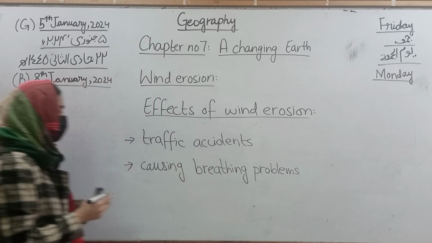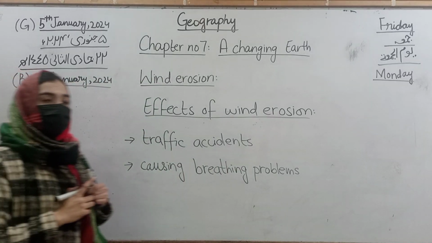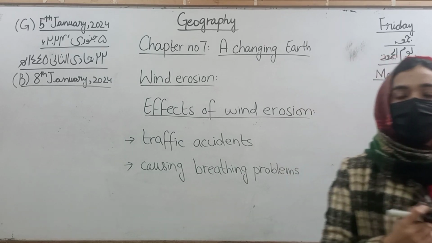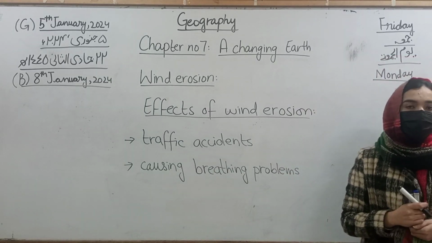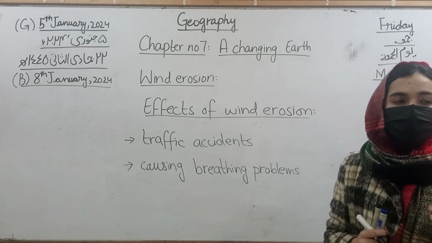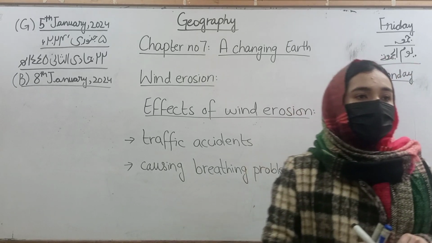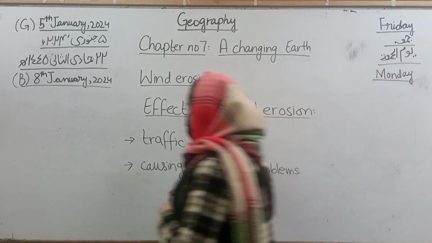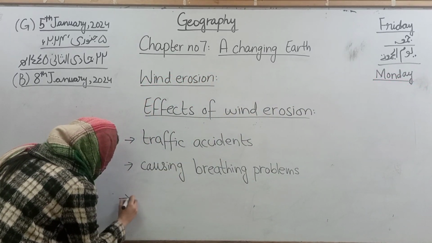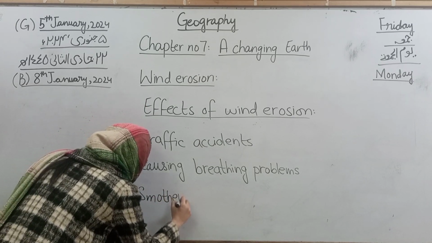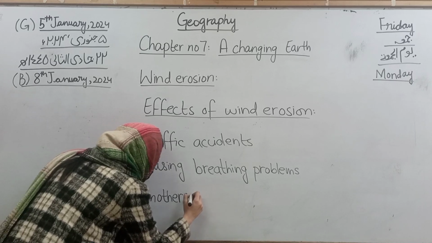And affects our lungs. How does it affect the crops and the vegetation? Anyone of you? Yes, good. It smothers the crop. How does it smother the crops? What is the meaning of smothers? Good. The meaning of smother is killed. The meaning of smothers is killed.